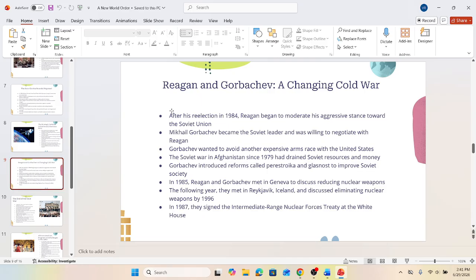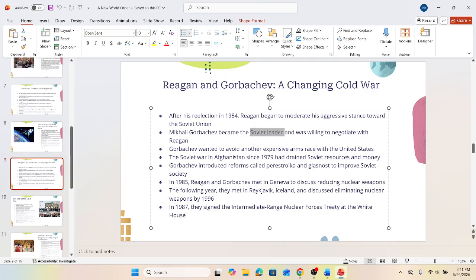Okay, so this is where we start to see the shift of the Cold War. After Reagan is reelected in 1984, he starts to moderate his stance toward the Soviet Union. The Soviet Union has a new leader, Gorbachev, who is willing to negotiate. Gorbachev wanted to avoid another expensive arms race with the United States. The Soviet war in Afghanistan had drained Soviet resources and money, and so Gorbachev introduces reforms to improve Soviet society.